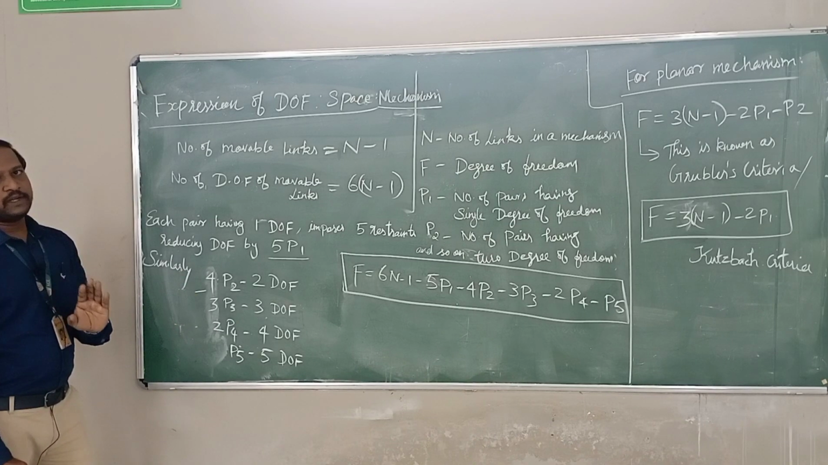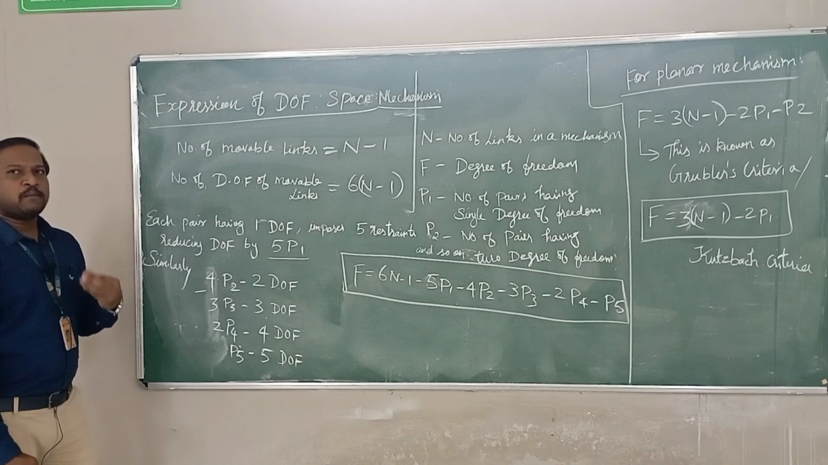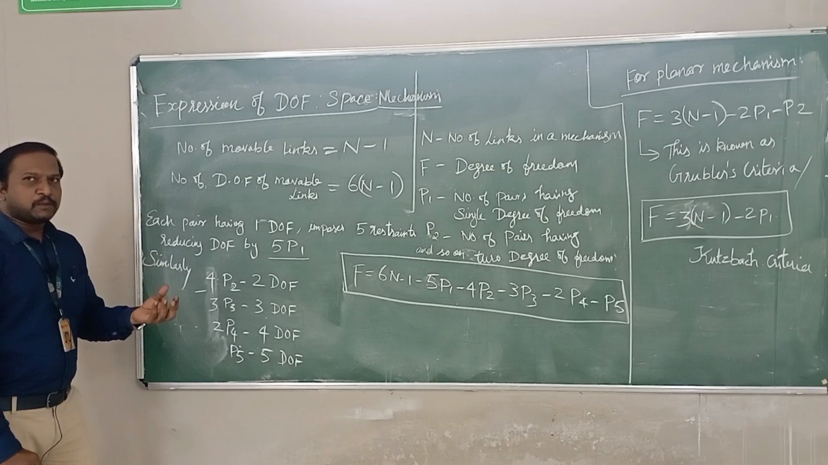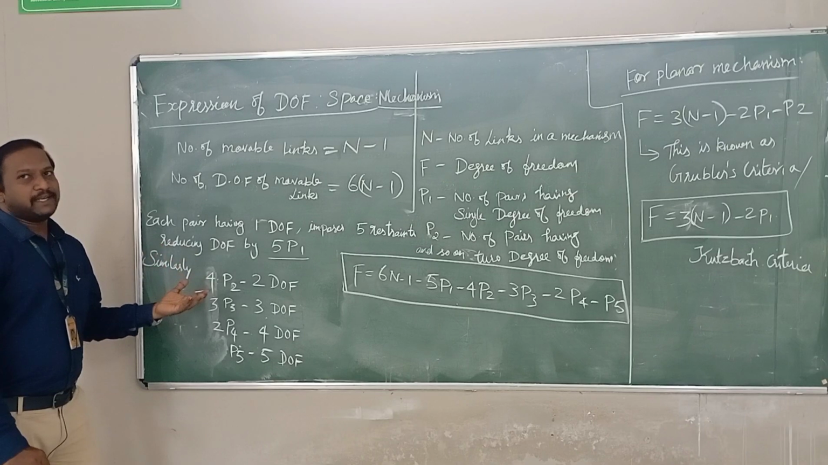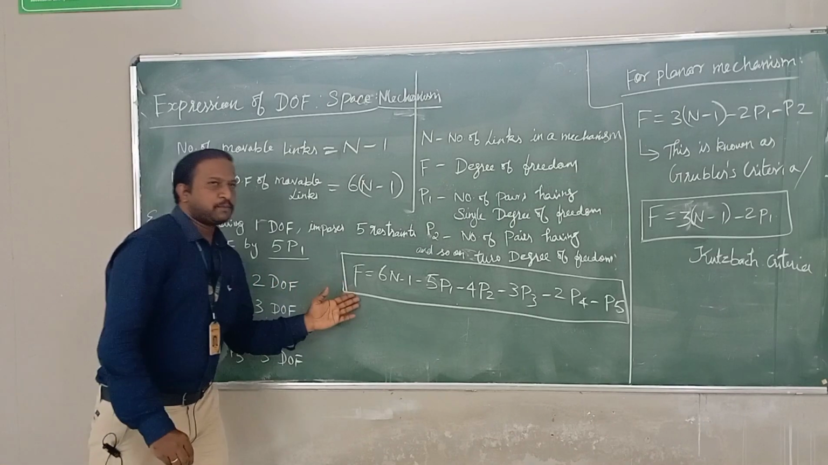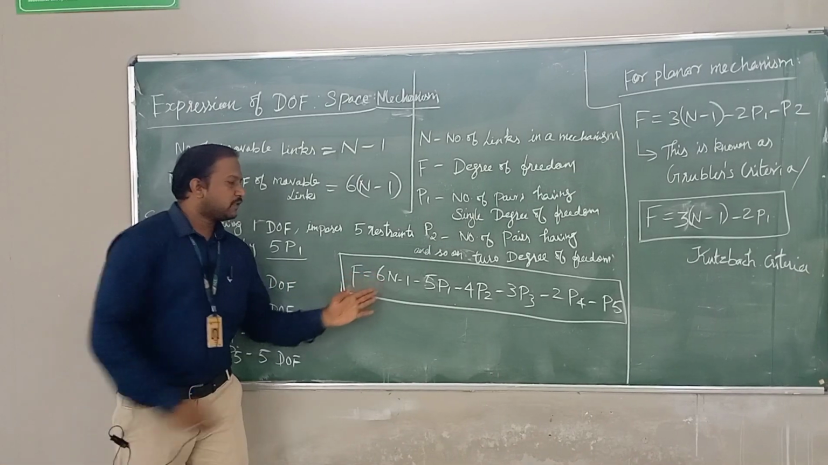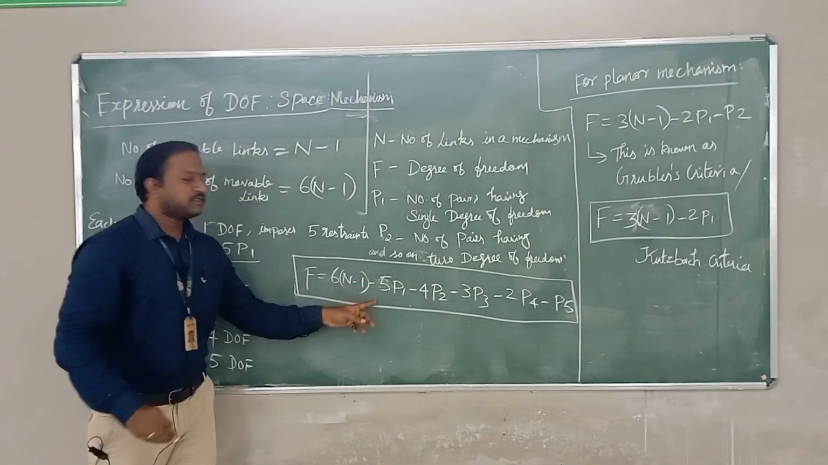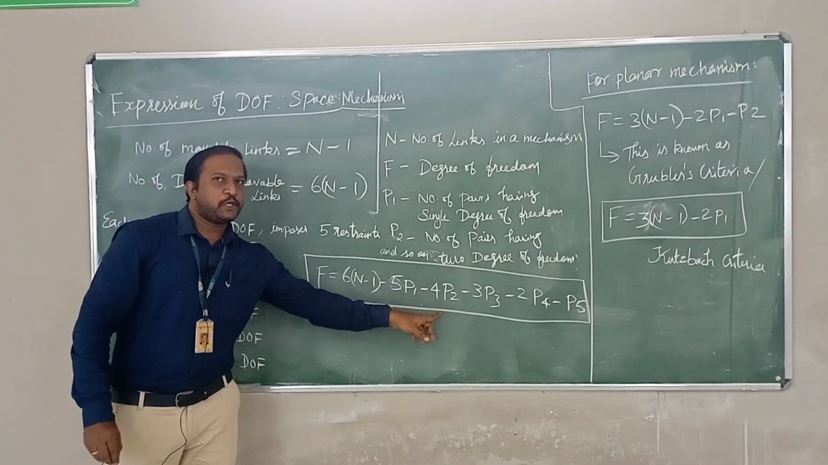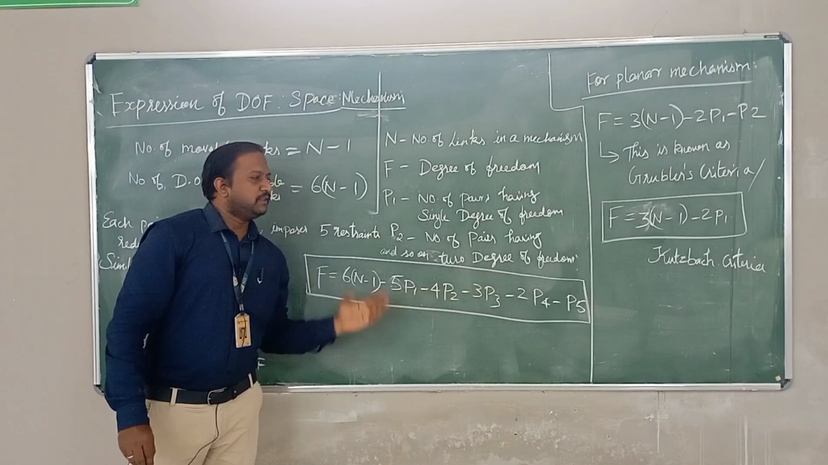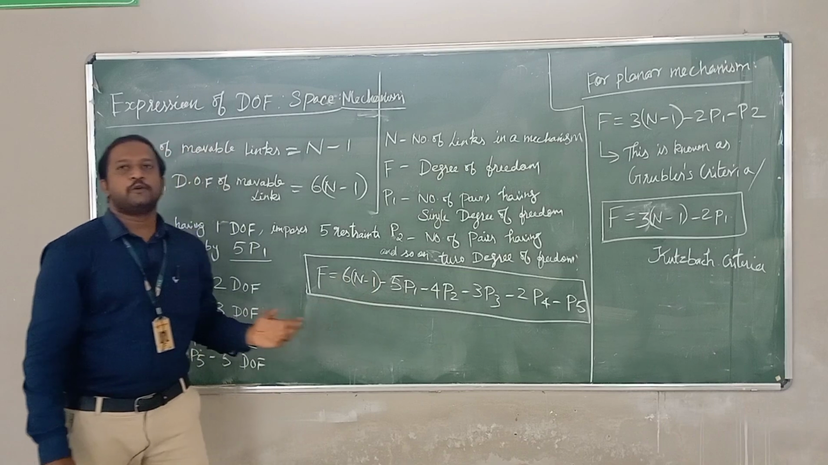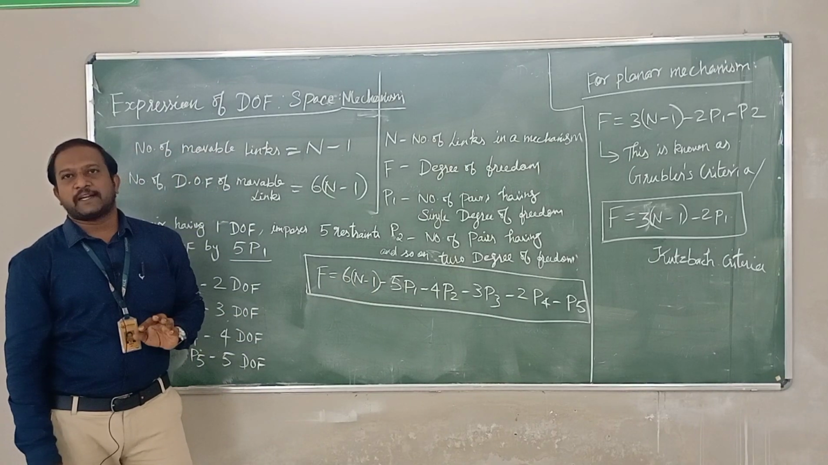Finally, I'm going to conclude this. We are going to find how many degrees of freedom that particular mechanism possesses. So should this be added or subtracted? This should be subtracted. In this way, I arrange the expression like this: F equals 6(n minus 1) minus 5p1 minus 4p2 minus 3p3 minus 2p4 minus p5. This is the final expression which you can use only for space mechanisms.